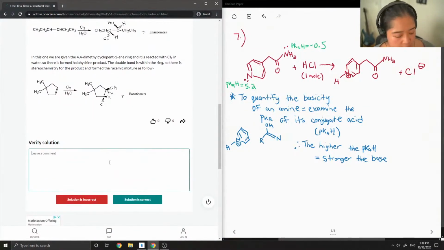I'm just gonna write down the nitrogen in the ring will deprotonate HCl since it is a stronger base.